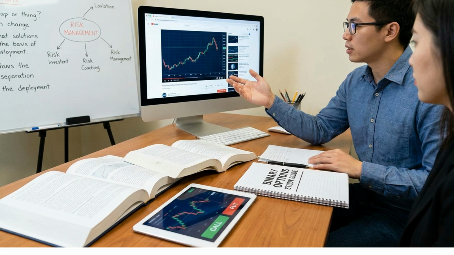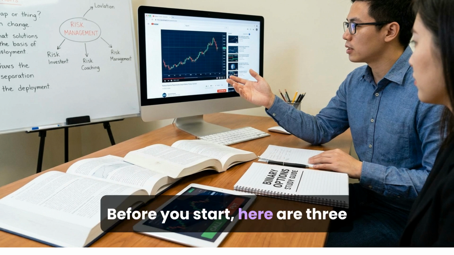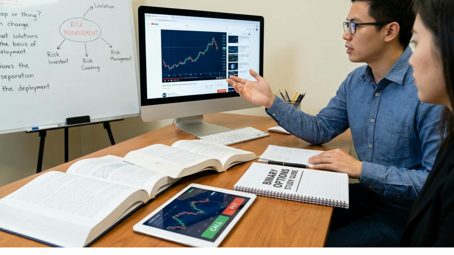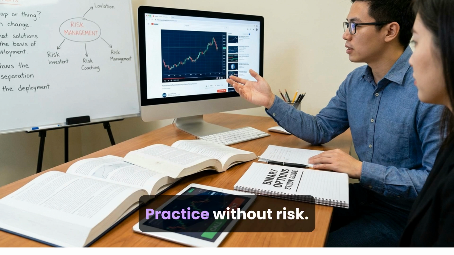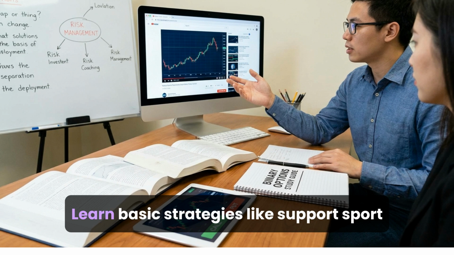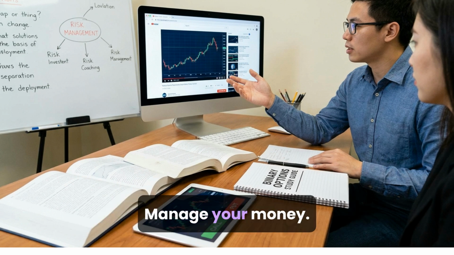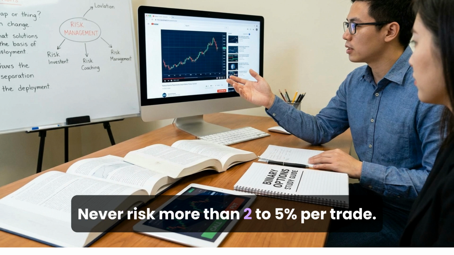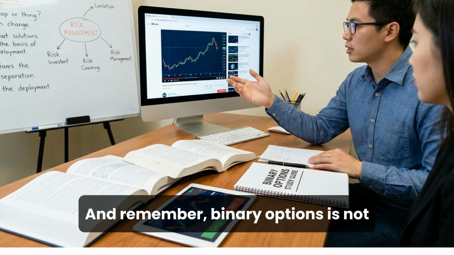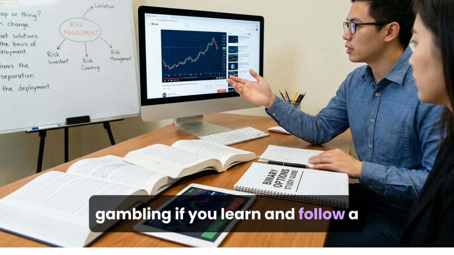Beginner tips. Before you start, here are 3 important tips. Start with a demo account. Practice without risk. Learn basic strategies, like support and resistance. Manage your money. Never risk more than 2 to 5% per trade. And remember, binary options is not gambling if you learn and follow a strategy.